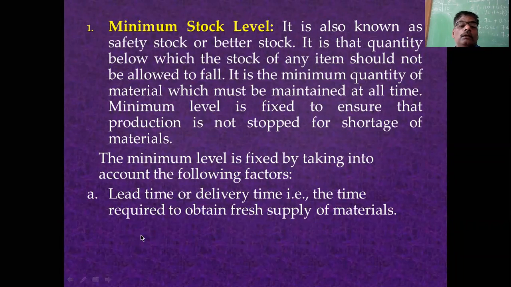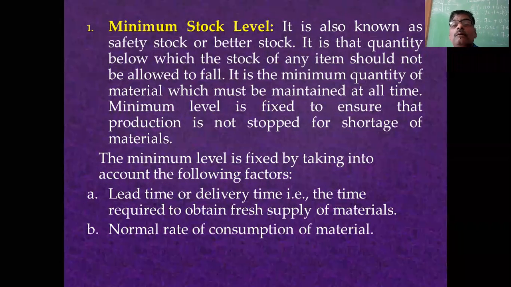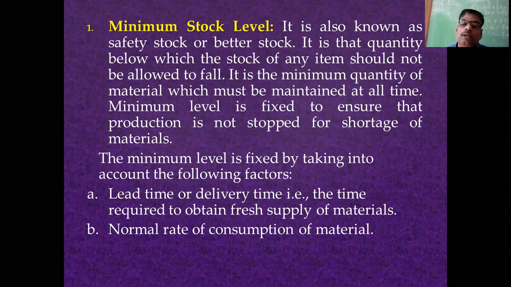Okay. Then the second point is the normal rate of consumption of material. What is the consumption by the production department? In the middle there is a store. The storekeeper is there, and the storekeeper calculates the minimum stock level based on two factors. One is lead time, another is normal consumption by the production department.